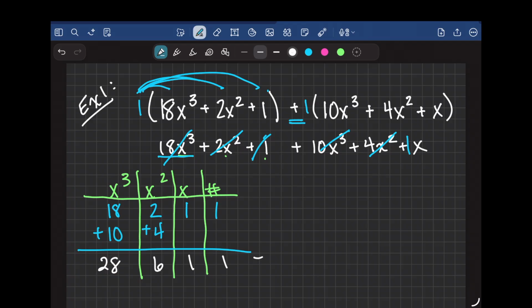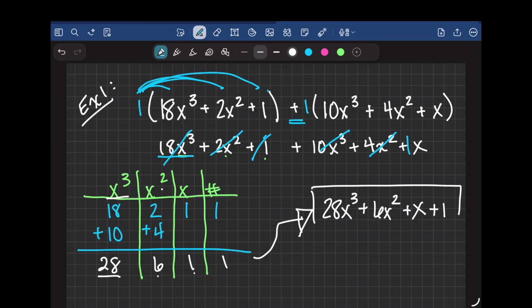And then my very final step here is to title everything with the group that they're in. So 28 belongs to x cubed, so I'm going to write 28x to the power of 3. 6 belongs to x squared, so I'm going to put positive 6x squared. 1 belongs to x, so I could write 1x, or I could just leave it as x. And then I have my constants, which is a plus 1. So my final answer would be 28x to the power of 3 plus 6x squared plus x plus 1.